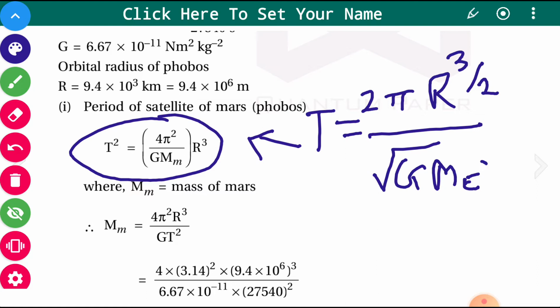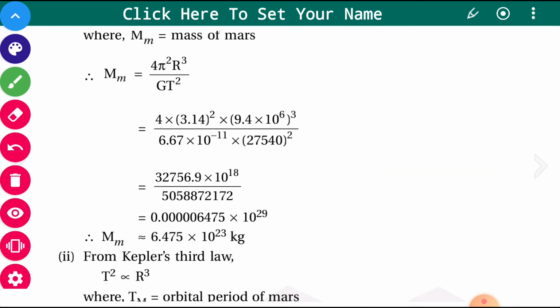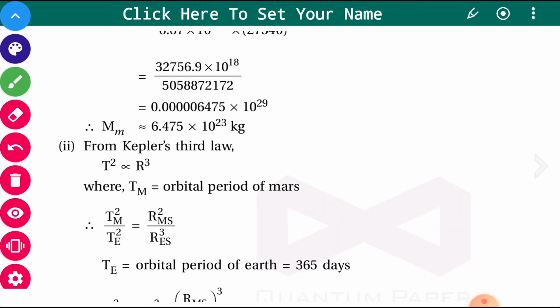Now if it is Earth, then we write ME. Here it is Mars, so we write MM. Mass is replaced by Martian mass, that is the mass of Mars. We write MM as the subject of the formula. All these values are known to us. Put them in and find this answer easily. The mass of Mars is 6.475 into 10 to the power 23.